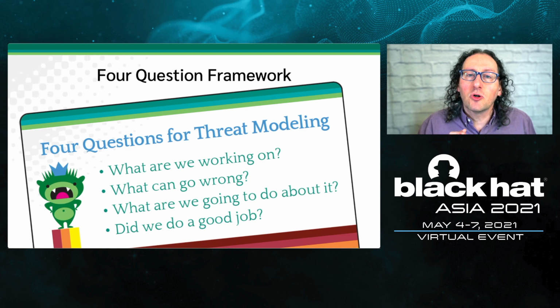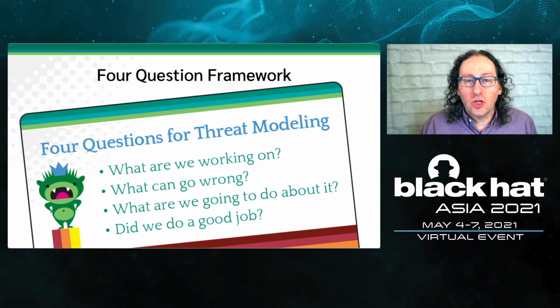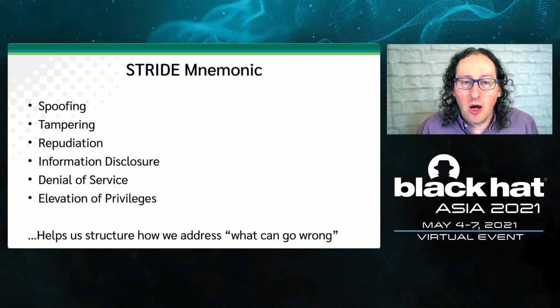And we can get a lot more specific and precise. We can use data flow diagrams with specific rules about how they're constructed as the way in which we answer what are we working on. When we get to what can go wrong, we can just ask what could possibly go wrong. But we can also use a system like STRIDE. STRIDE is commonly associated with threat modeling, and it's a mnemonic. It's a way to help us structure our thoughts. It stands for spoofing, tampering, repudiation, information disclosure, denial of service, and elevation of privilege.